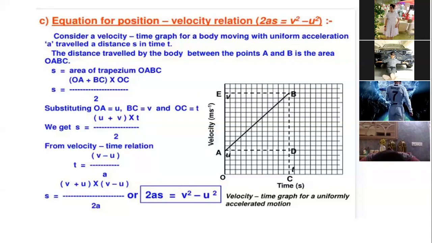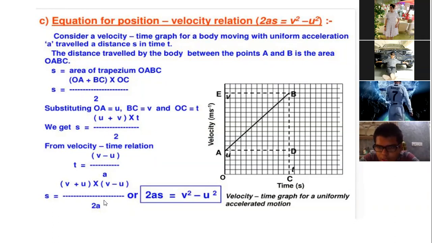velocity. Okay. So in this particular case, area of trapezium is nothing but (A plus B) into H by 2, which is (OA plus BC) into OC divided by 2. Substituting all the values, S is equal to (U plus V) into T divided by 2. Then from the velocity-time relation, you find T: small t is equal to (V minus U) by A. S is equal to (V plus U) into (V minus U) divided by 2A. So 2AS is equal to V square minus U square.